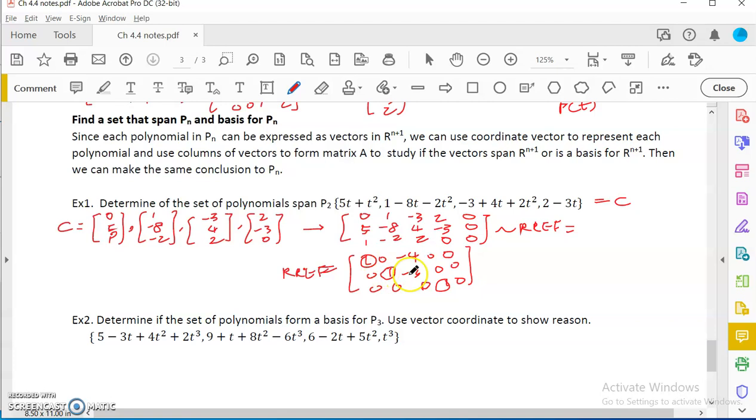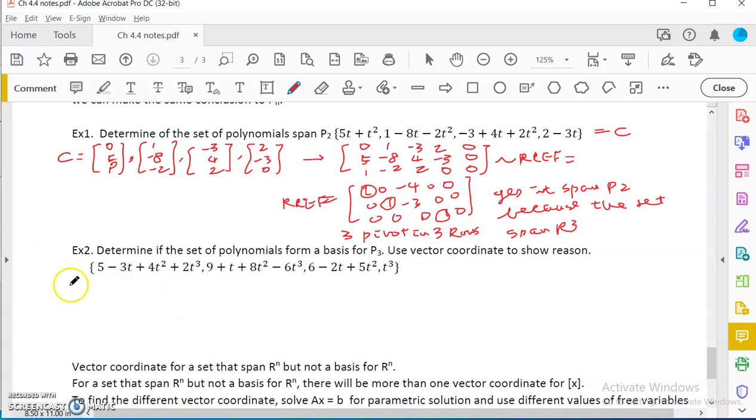So yes, it spans P2 because the vectors span R3, right? The set spans R3. It has three pivot positions in all 3 rows. So you can get B any way you want.